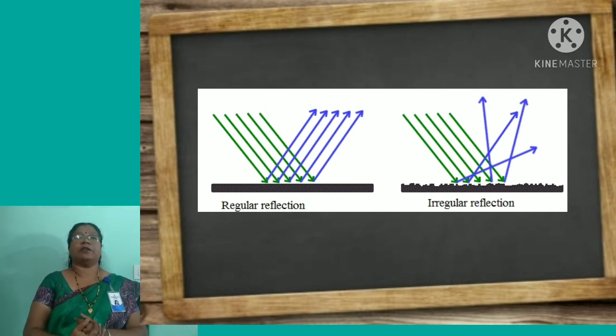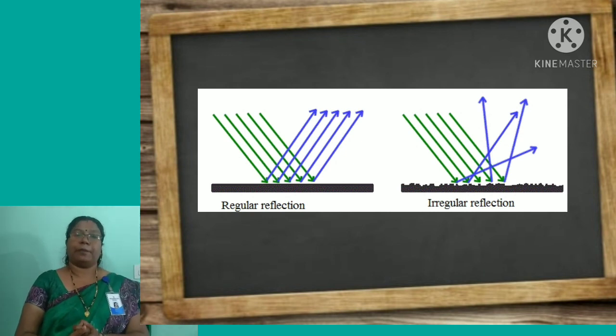So there are two types of reflection: regular reflection and irregular reflection. In the next class, we will study about reflection in plane mirrors.